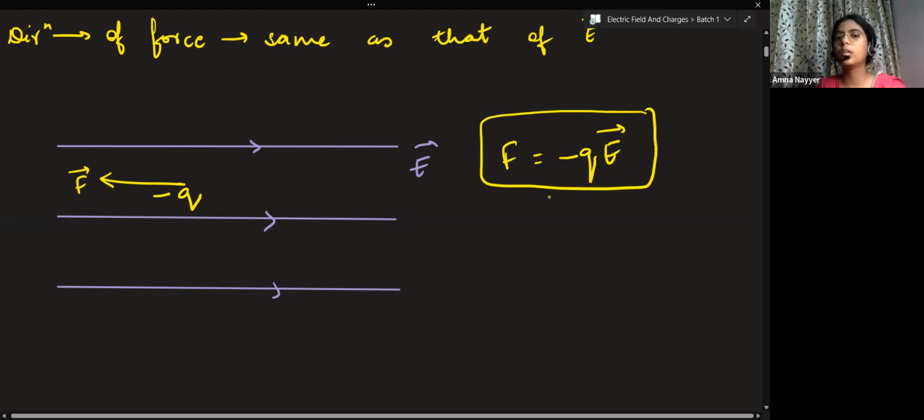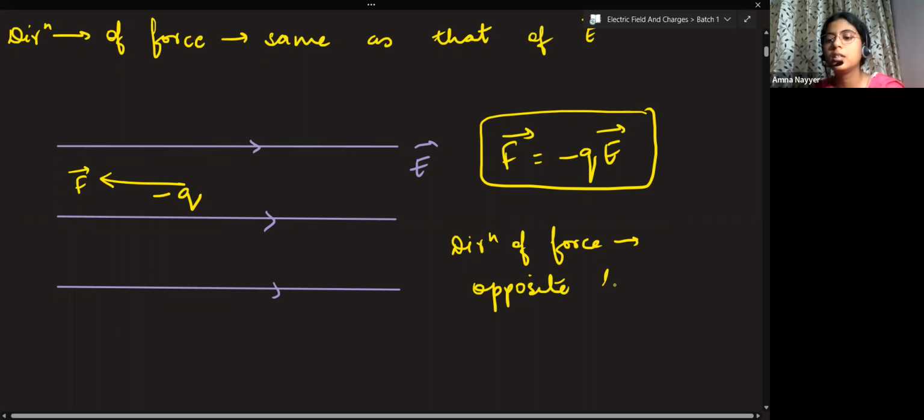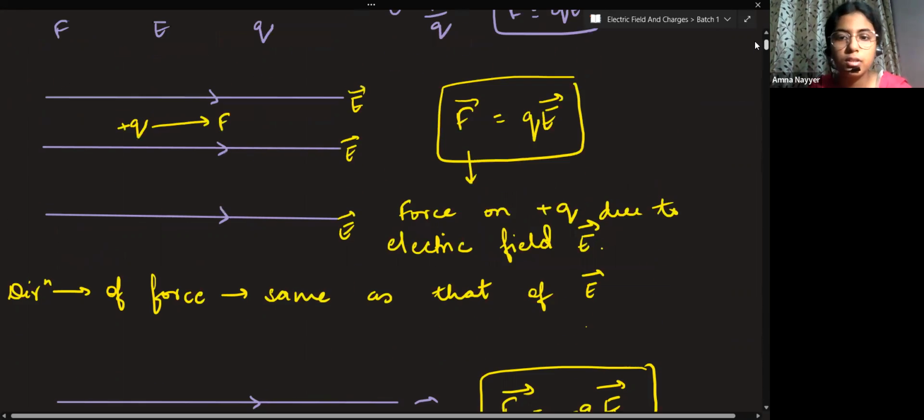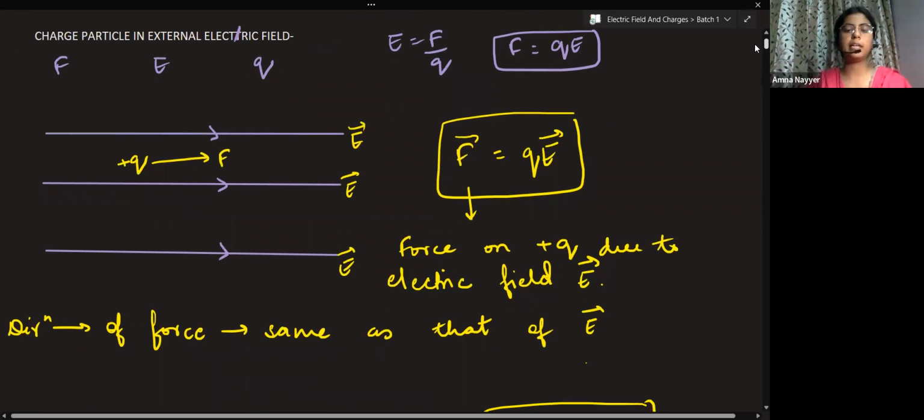Force is a vector quantity, it can be negative, so you can take the force as minus q into electric field if you are using it in vector form. When you are writing the magnitude, take the magnitude only. And the direction of force will be opposite to that of the electric field. Just copy this part down till the time I'm coming. I'll take a 10 minutes break.